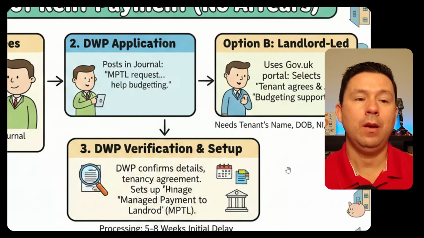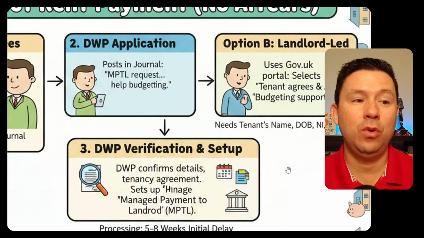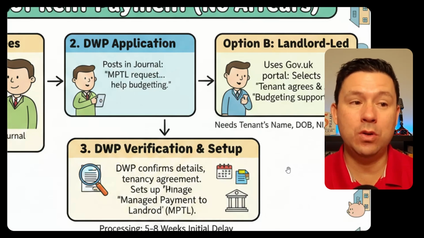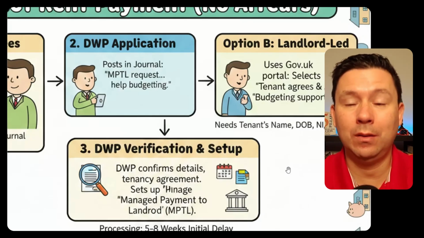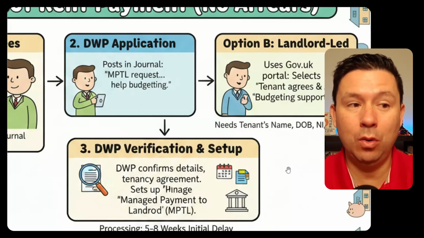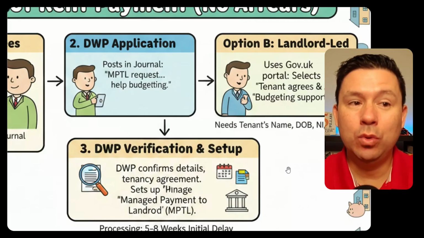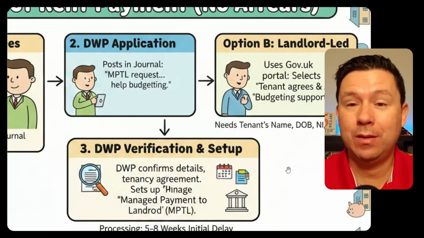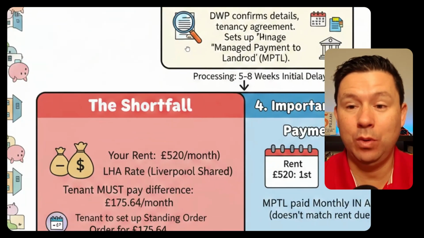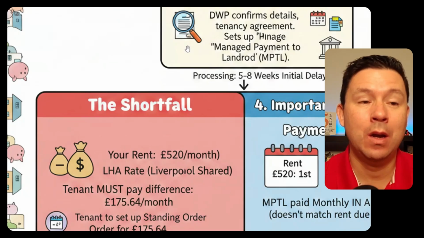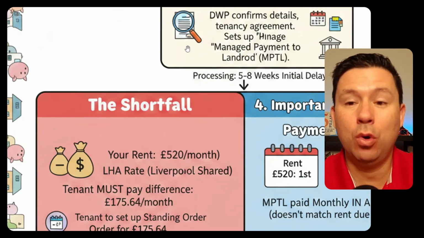Now, if we go back to our flow chart here, in step 3, which is the DWP verification and setup, they will confirm the details. They will have a look at the tenancy agreement, which the tenant would have loaded as well, and set up the MPTL. You would normally expect between 5 to 8 weeks initial delay in doing this. And obviously, with the times for the government, you normally would expect a slow response anyway.